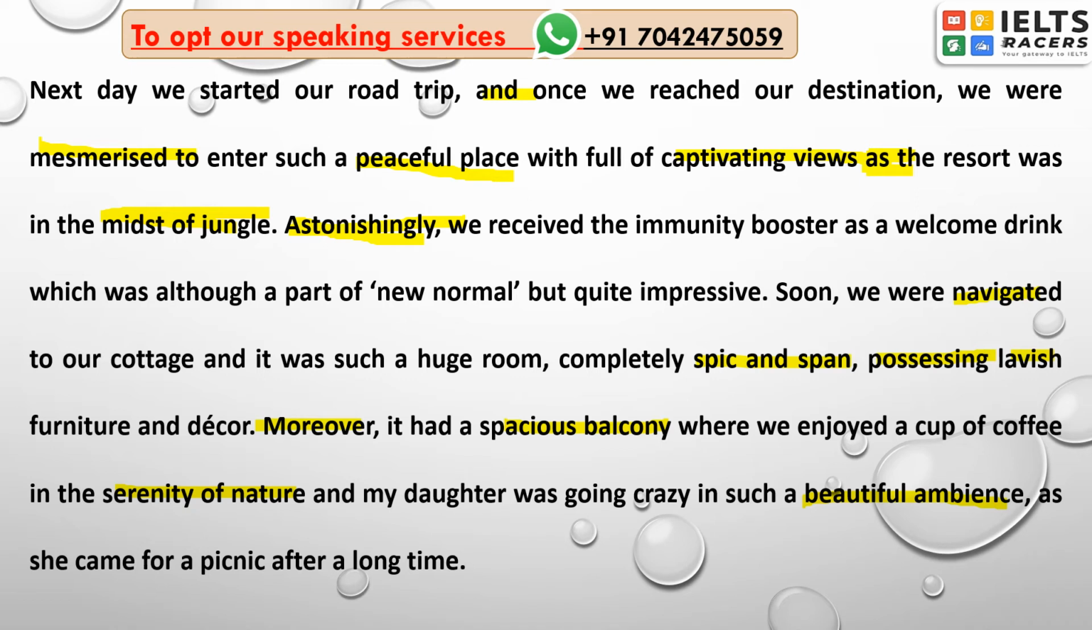I tried to make a complex sentence. क्या किया मैंने यहाँ पे? And से link किया. We were mesmerized. Then as से मैंने एक और reason देने की कोशिश की, as the resort was in the midst of jungle. Okay, so in the same way, try to club these sentences together.